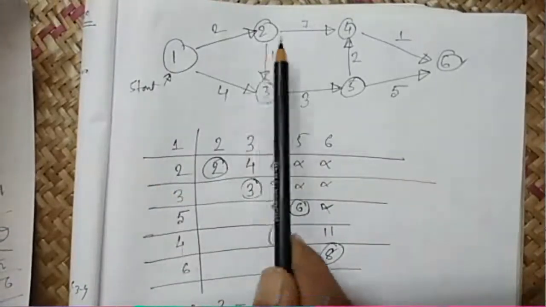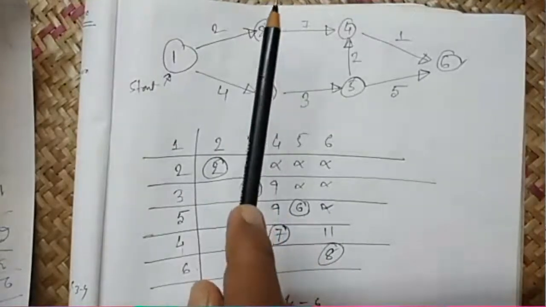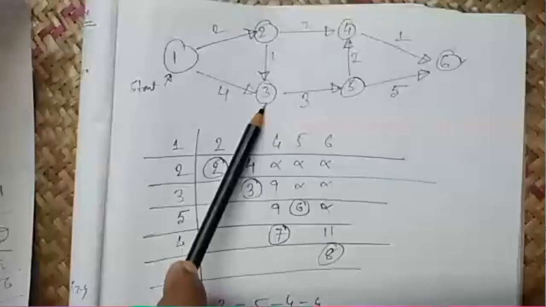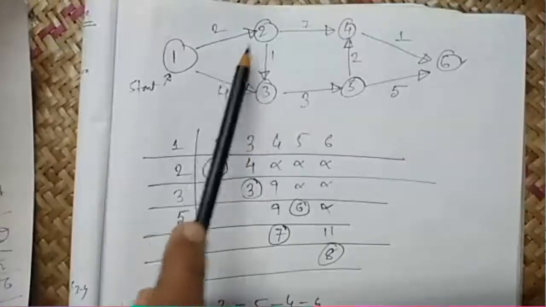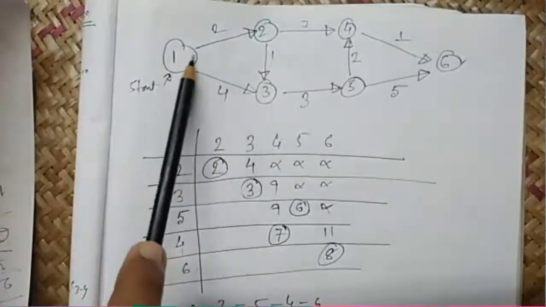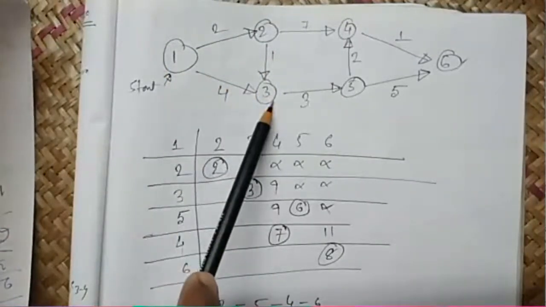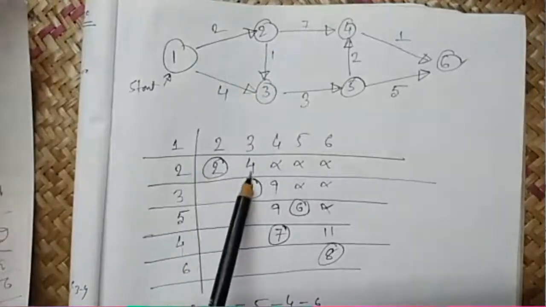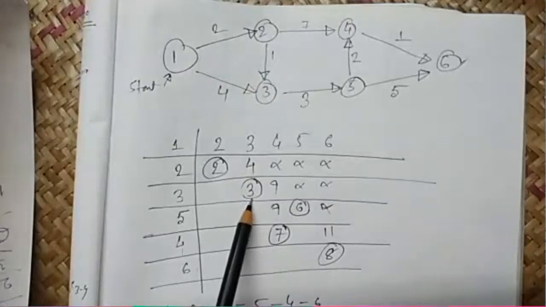Now we look at 2. From 2 we look at the options. It is connected with 3, so the weight required to reach 3 is 2 plus 1, 3, but previously we had found 4. Now we are getting a new way to reach 3 at weight 3, which is lesser. So this 4 is getting updated with 3.